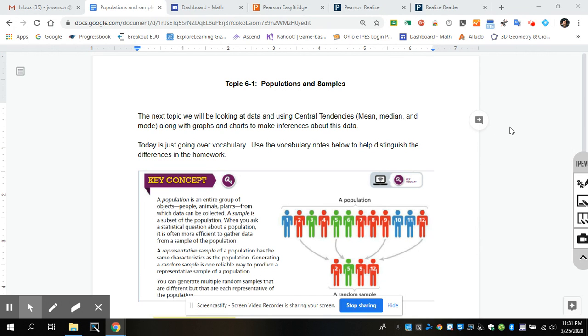Today, we're going to start a new topic, topic 6 on populations and samples. Today's lesson is going to be fairly simple because it's just identifying what the terms populations and samples mean. What does that mean? How does it apply in the situation that we're going to be discussing? So, I've got a printout right here that I will also put in Google Classroom for you to look at.